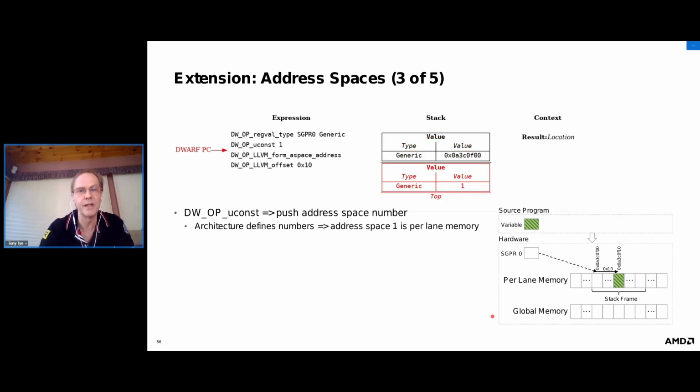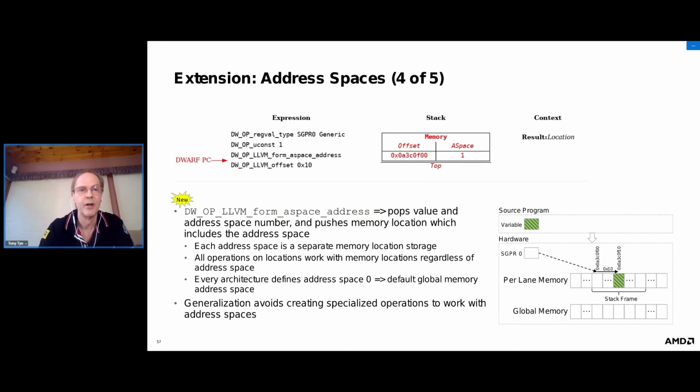We can talk about our address space. In this case, address spaces are architecture specific. Our one here is our per lane address space. We can then use this new operator to form an address space location. So this takes the address value and the address space and builds us a memory location. So now memory locations just have this extra property that is their address space.